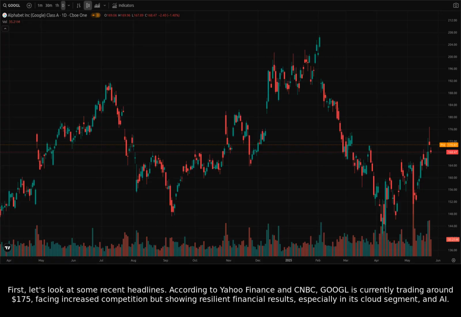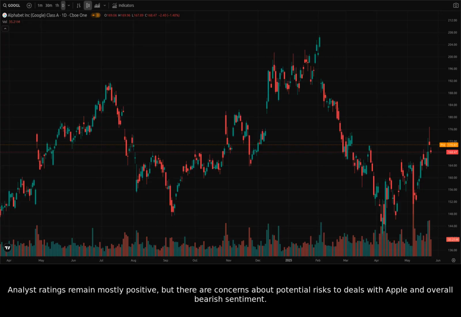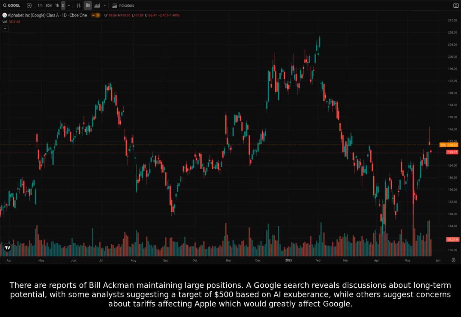According to Yahoo Finance and CNBC, Google is currently trading around $175, facing increased competition, but showing resilient financial results, especially in its cloud segment and AI. Analyst ratings remain mostly positive, but there are concerns about potential risks to deals with Apple and overall bearish sentiment. There are reports of Bill Ackman maintaining large positions.